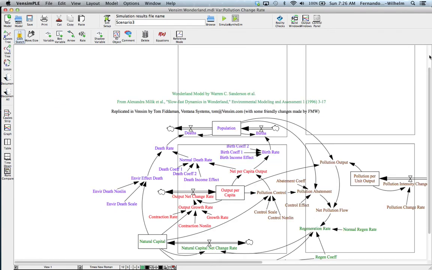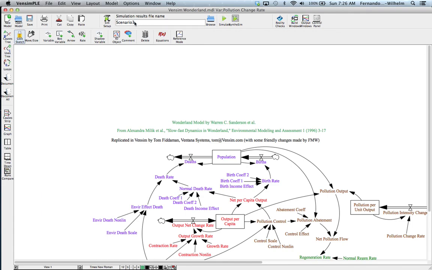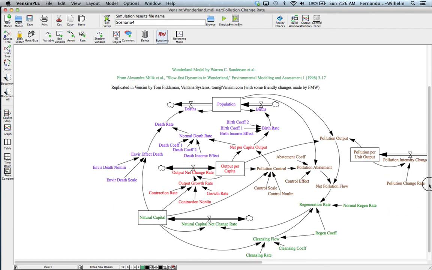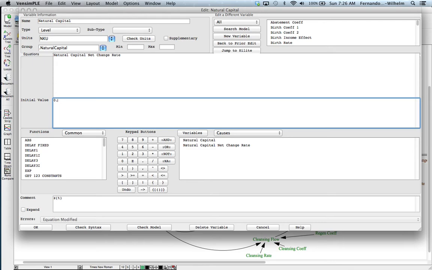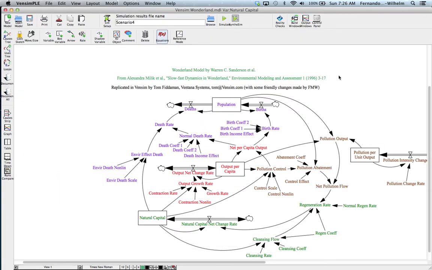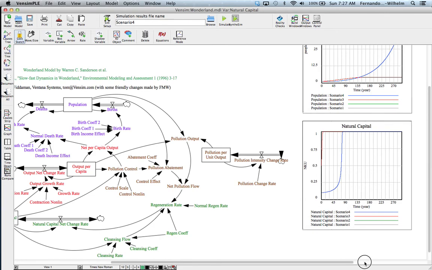I want to do a fourth scenario. I think I tried this one before, in which I'm going to really start with a low value of natural capital. So I'm going to start with 10% of carrying capacity. I'm going to run this baby, and it runs very quickly. I go again, and now we start seeing a little bit of a different behavior.